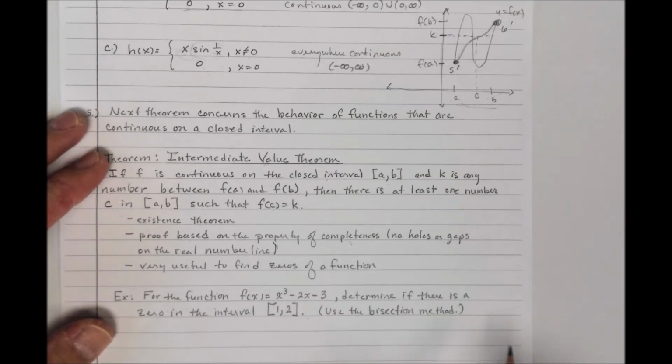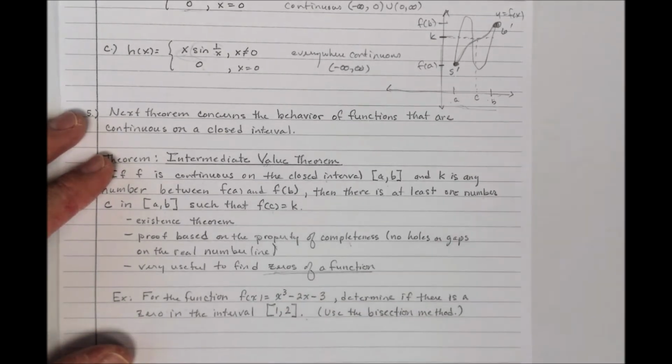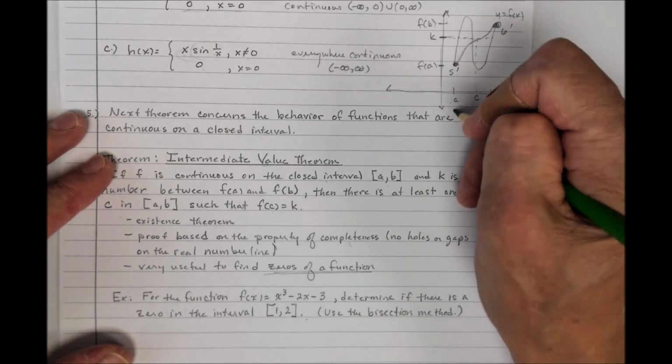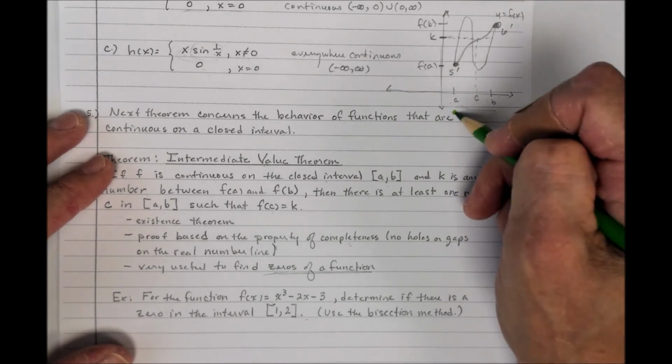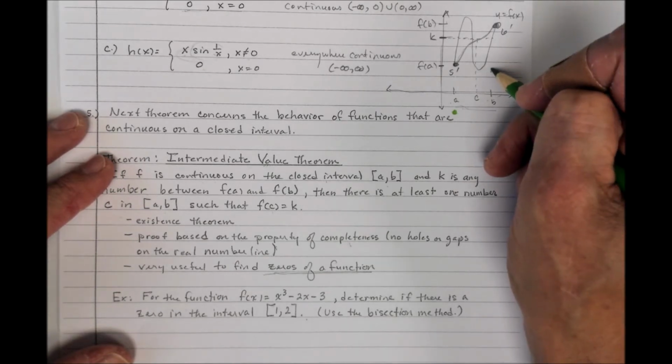All right, now, to find a zero of a function, think about it. Let's go back to my graph. Grab a green pen. If my function, instead of being up here in the first quadrant, if I have f of a down here in the fourth quadrant, but I have f of b up here in the first quadrant.